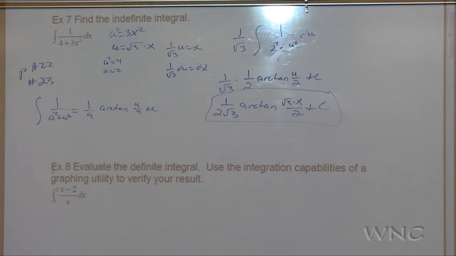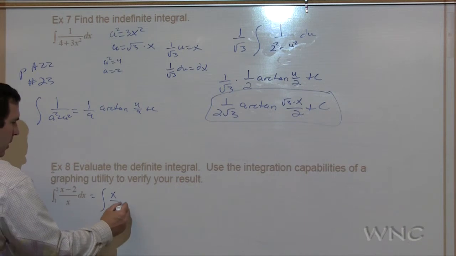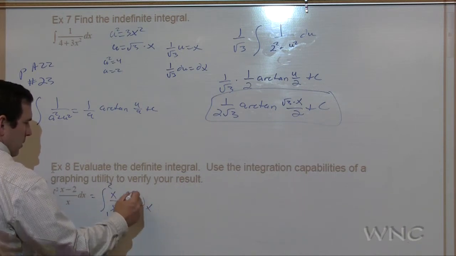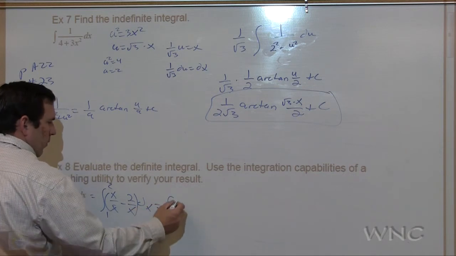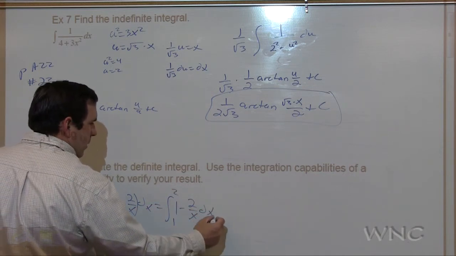Okay, we're down to our last problem of this section. It says evaluate the definite integral. Use the integration capabilities of a graphing utility to verify your results. Now with this, you can separate this up. This becomes the integral of x over x minus 2 over x from 1 to 2 dx, which is the integral of 1 minus 2 over x from 1 to 2 dx.